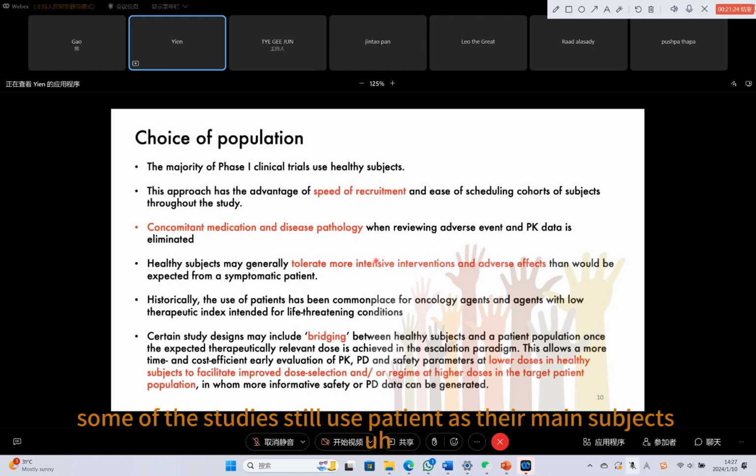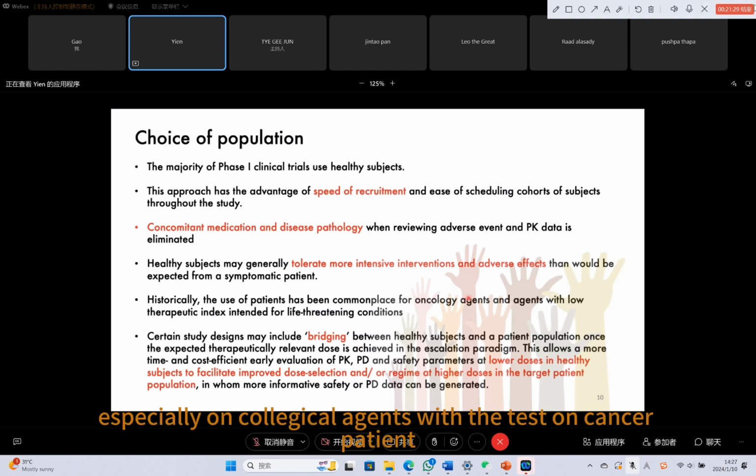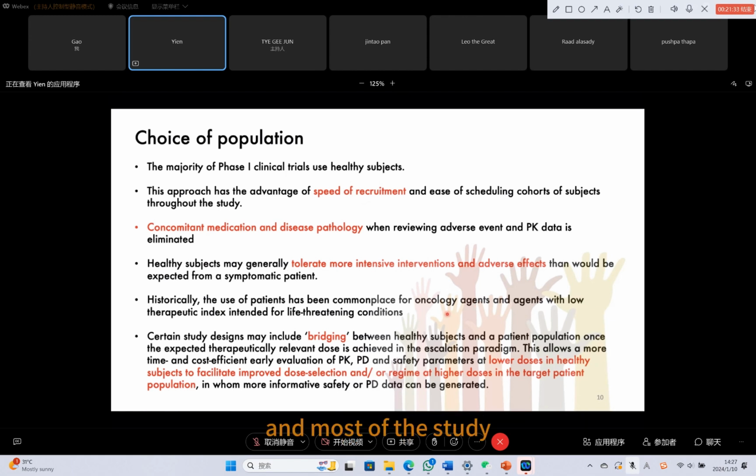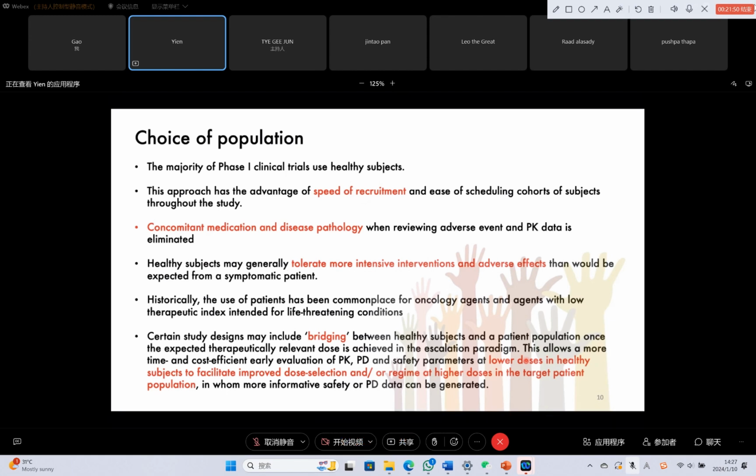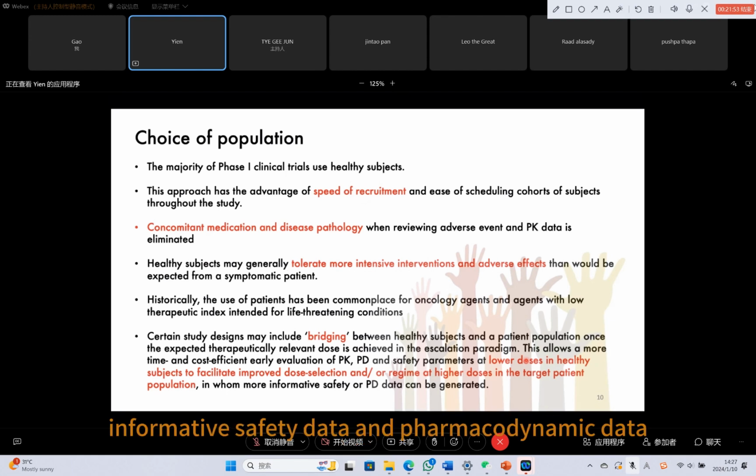However, some of the studies still use patients as their main subjects, especially oncological agents. They test on cancer patients. And most of the studies use a bridging study design, where they use healthy subjects for lower dosages to facilitate improved dose selection. And lastly, they will use patients with a regimen of higher dosage. So this will give more informative safety data and pharmacodynamic data with the clinical trials being done.